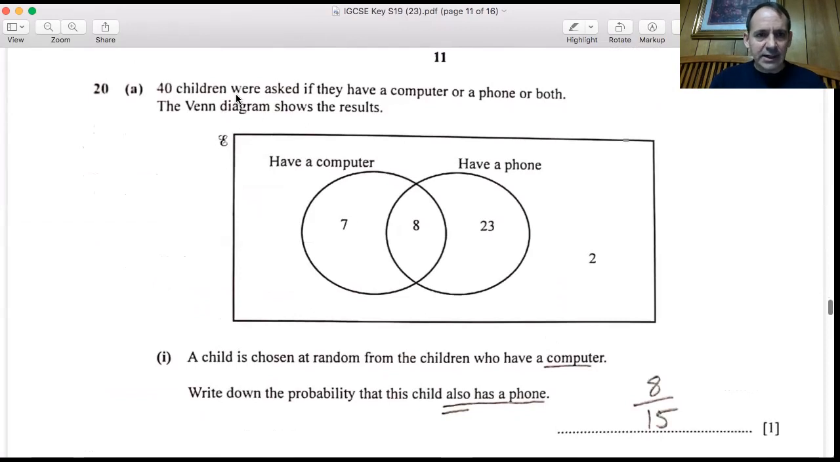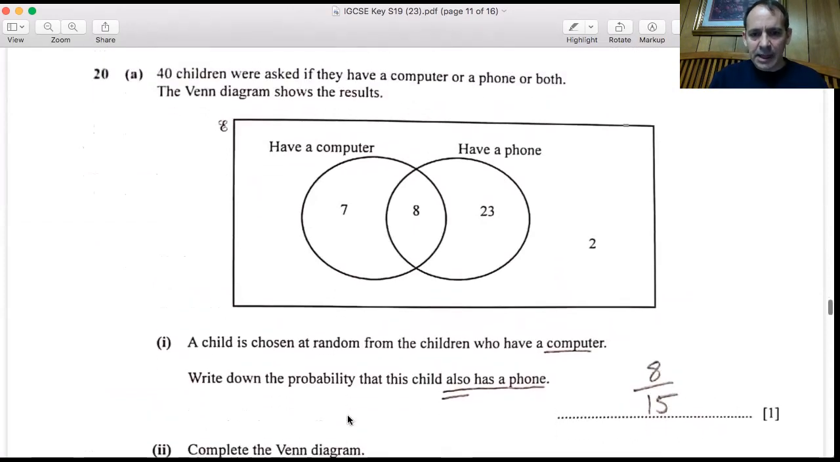Okay. So moving on to number 20, we have a Venn diagram. 40 children are asked if they have a computer or phone or both. There are 15 that have a computer. There are 31 that have a phone. 8 of them have both a computer and a phone. There are 7 that only have the computer, 23 that only have the phone, and there are 2 that don't have either one.